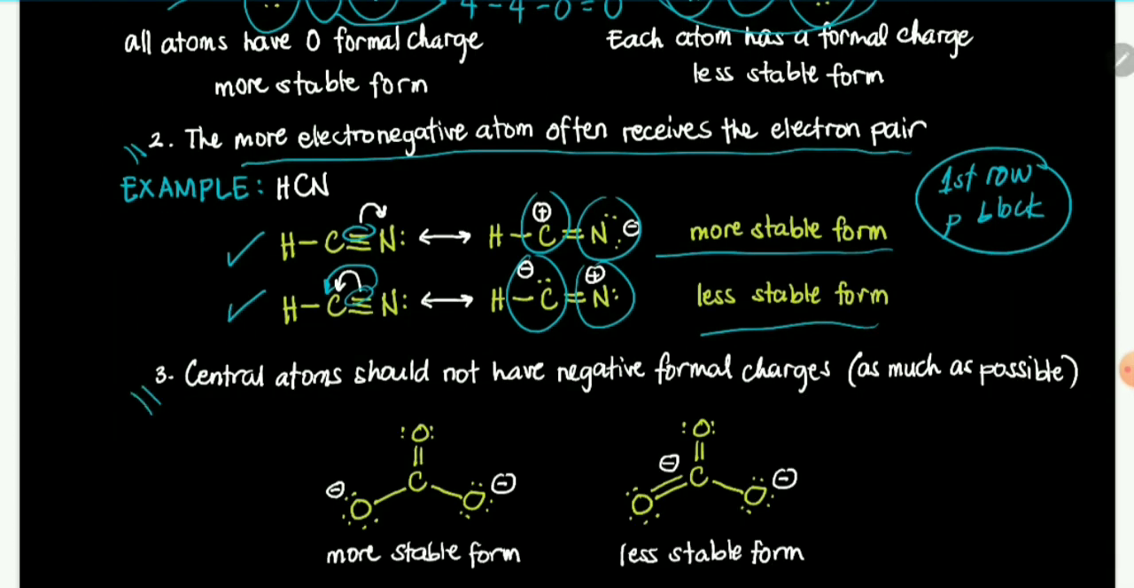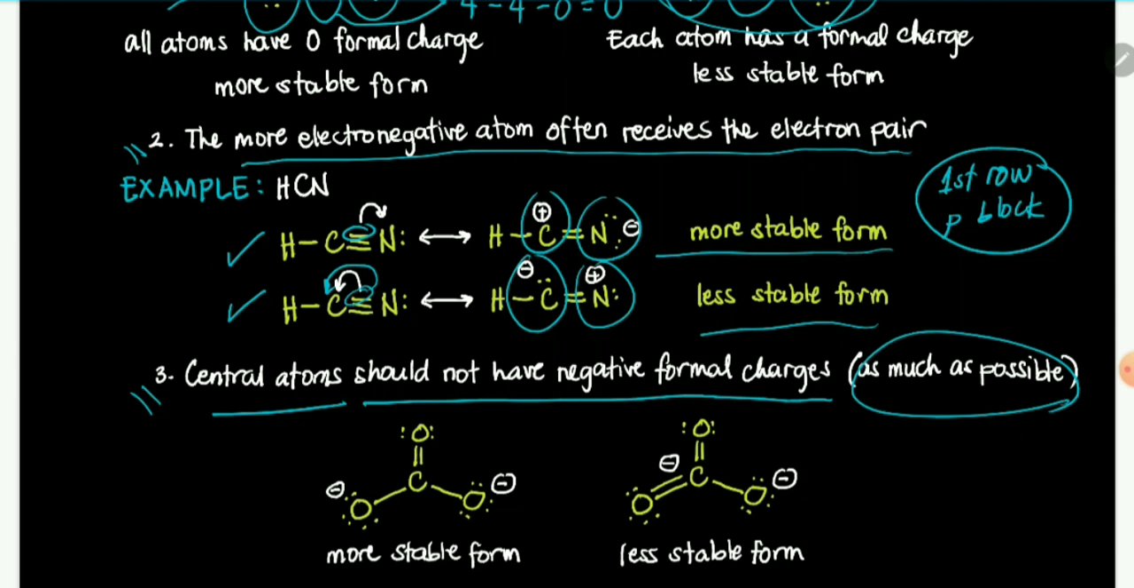Okay? So, another note on the first row p block elements. So, finally, for number 3, central atoms should not have negative formal charges. Okay? So, again, this is as much as possible. So, we have here the CO3 2-. Okay? This is the carbonate anion. So, ito yung final Lewis structure ng ating carbonate anion. So, try nyo siyang i-construct. So, dapat mag-arrive kayo sa ganyang klase ng Lewis structure. So, include nyo na rin yung resonance forms.